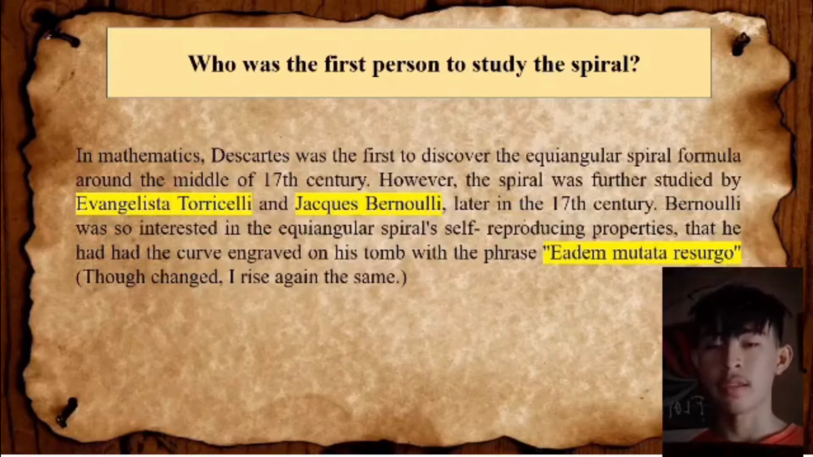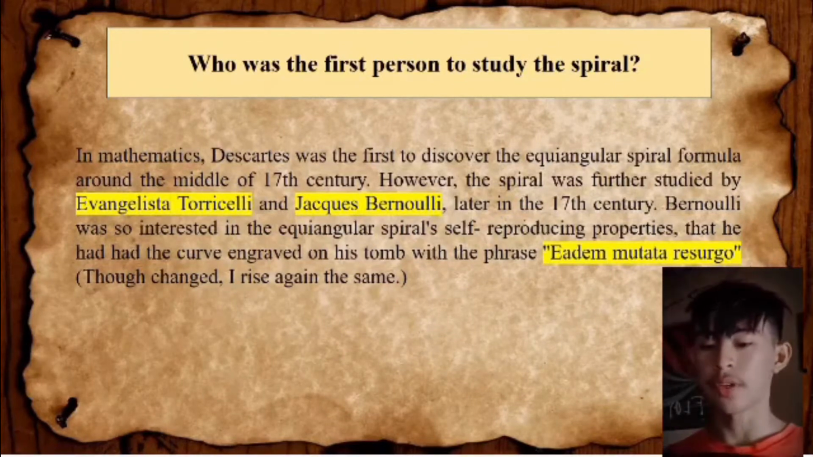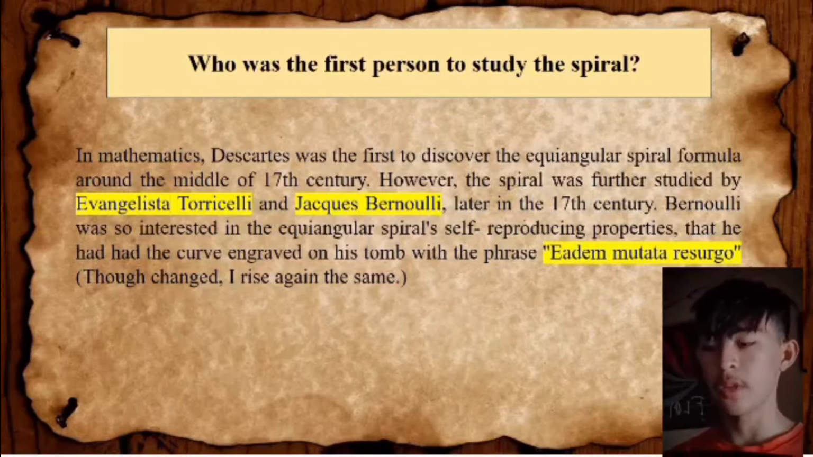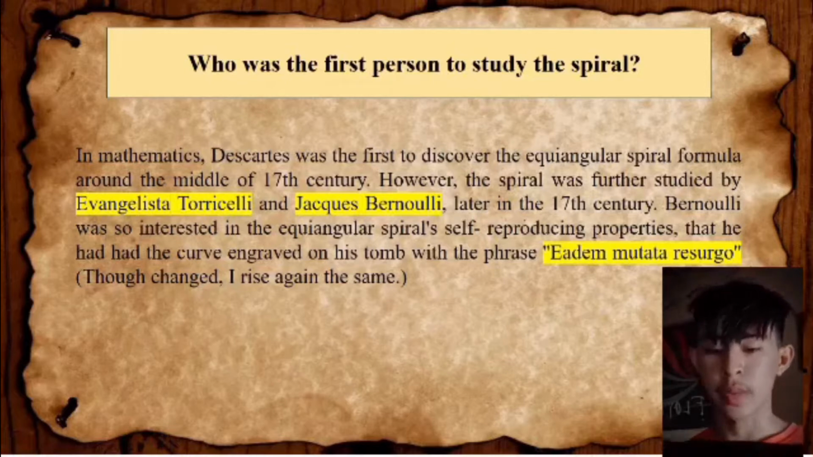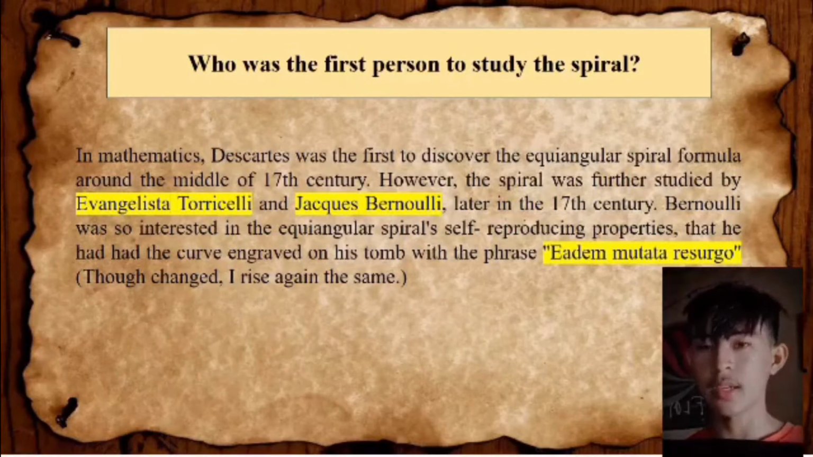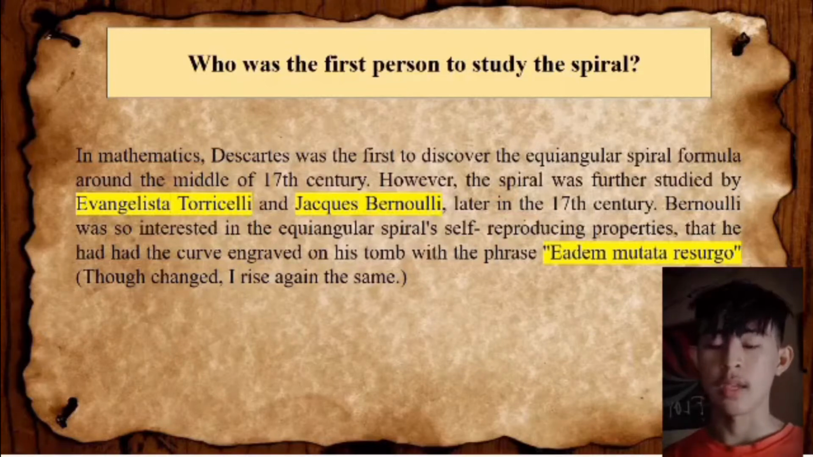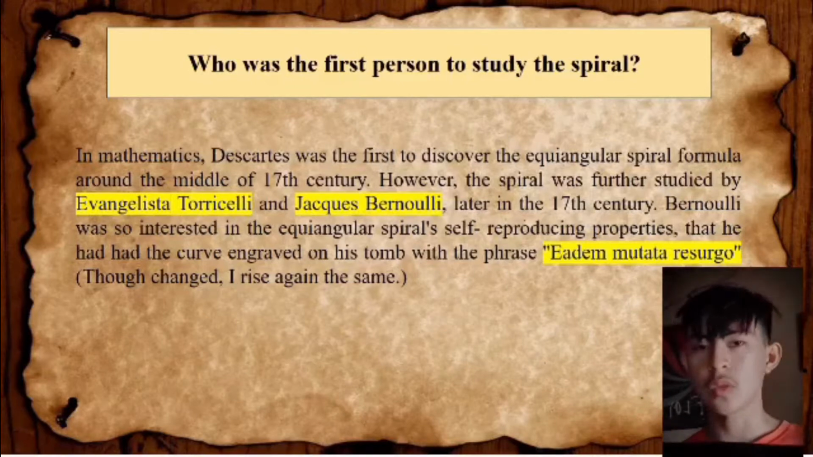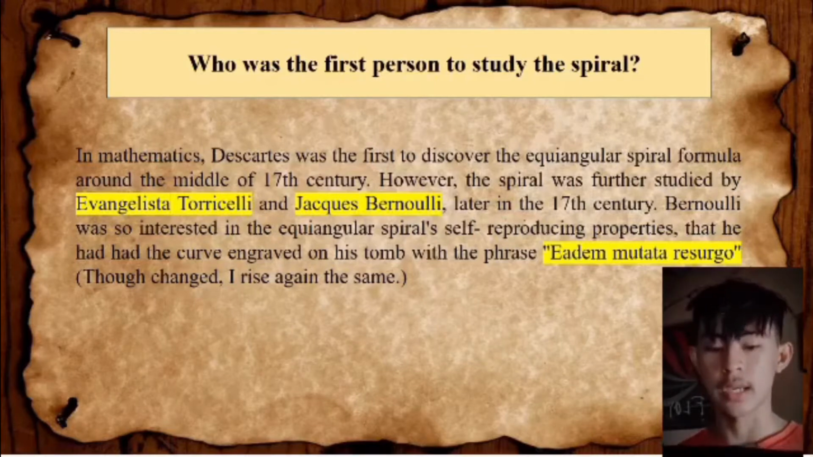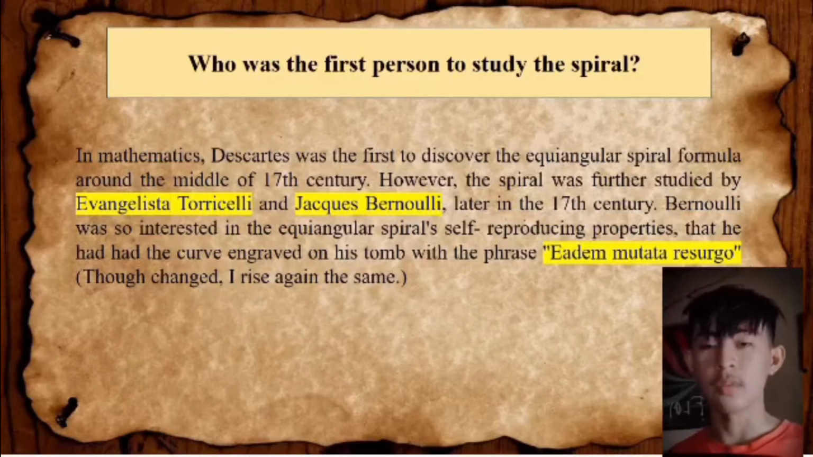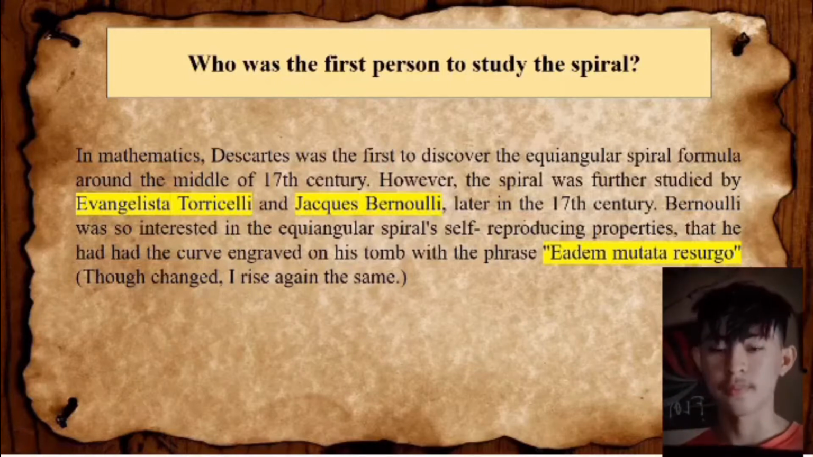In mathematics, Descartes was the first to discover the equiangular spiral formula around the middle of the 17th century. However, the spiral was further studied by Evangelista Torricelli and Jacques Bernoulli, later in the 17th century. Bernoulli was so interested in the equiangular spiral's self-reproducing properties that he had the curve engraved on his tomb with the phrase "Eadem mutata resurgo," or "Though changed, I rise again the same."